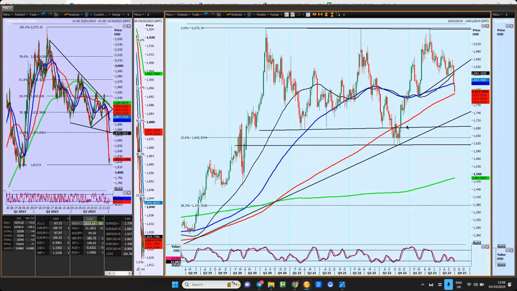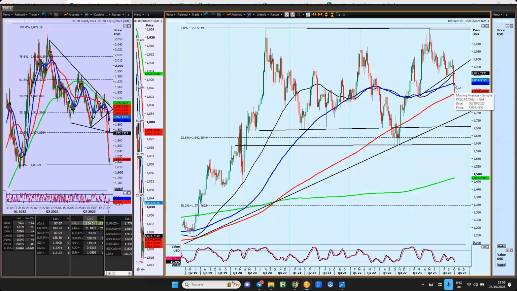Until it breaks the neckline of the pattern, we don't have the confirmation. So actually, we need it to break below $1,600 before we've got confirmation of a triple top, and then we could be falling to around $1,200. So there could be quite significant downside for gold, and certainly since the potential triple top pattern has formed, it's starting to look pretty weak, isn't it?